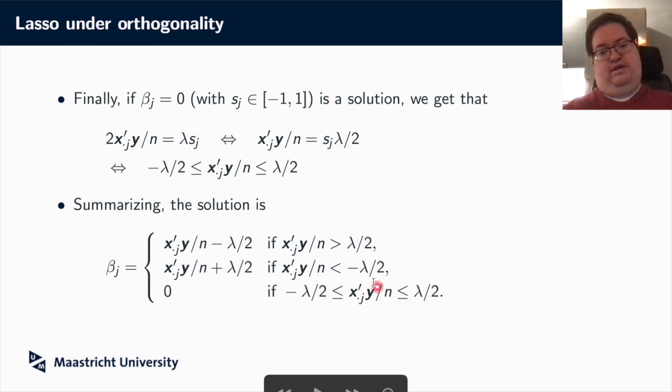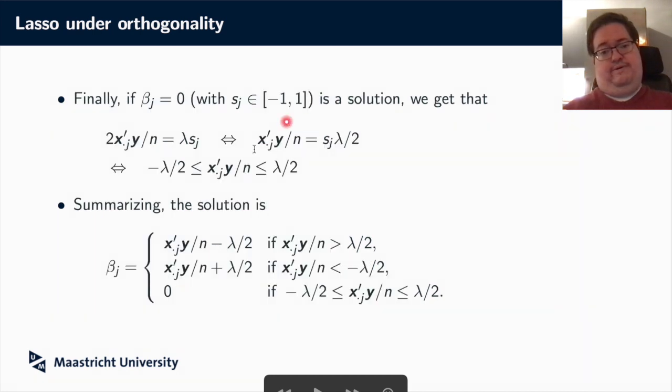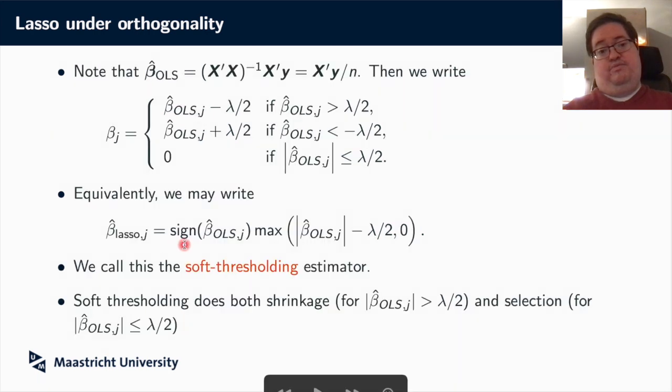Now, let's link this back to least squares. Right, we know the least squares estimator, but we assumed orthogonality. So orthogonality means that actually this inverse of x prime x reduces to the identity matrix divided by n. So our least squares estimator under orthogonality looks like this. And then we see actually what we had in the previous slide, that this can now be seen as the jth row of the least squares estimator, or the least squares estimator for element j.